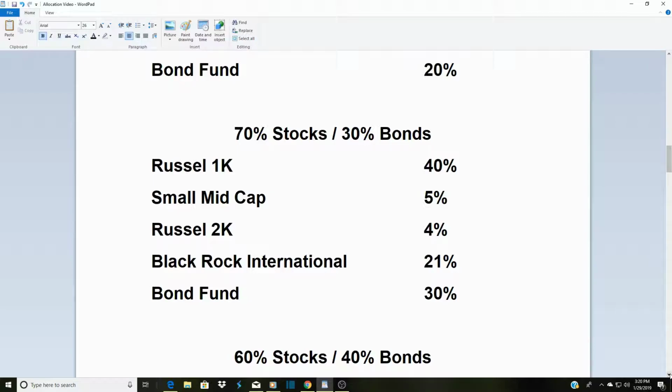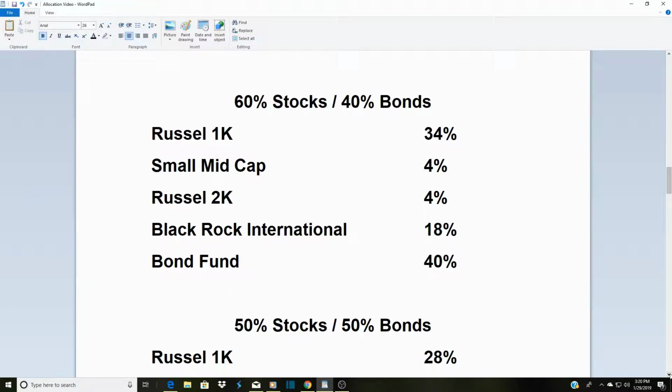Next up, we have the 70% stock, 30% bond. Same portfolio, so you do the same calculations as before. So in this one, your Russell 1000 is 40%, small mid cap is 5%, Russell 2000 is 4%, BlackRock International 21%, bond fund 30%. Next up, we have the 60% stock, 40% bond portfolio. As you can see with this one, we have the Russell 1000 at 34%. We have small mid cap fund at 4%, Russell 2000 at 4%. I rounded both those numbers. BlackRock International at 18 and your bond fund at 40.